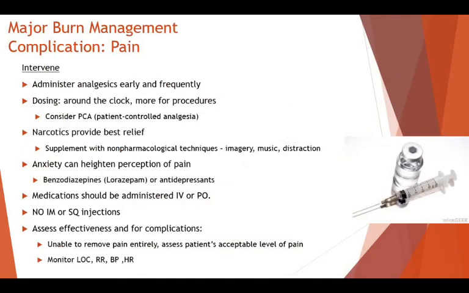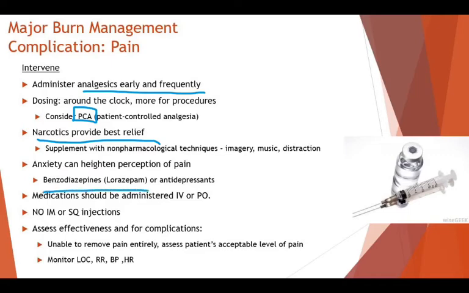For pain, we expect them to have pain. If they have a large major burn, there are going to be areas of mixed first, second, and third degree. Second degree is extremely painful. First degree is painful. Third degree with nerve endings remaining is painful. So with analgesics, don't wait for them to have pain. Give analgesics early and frequently. PCA is the best way to manage burn pain. Narcotics provide the best relief, and we will supplement them with non-pharmacological methods, but they're going to get a lot of narcotics for pain relief.